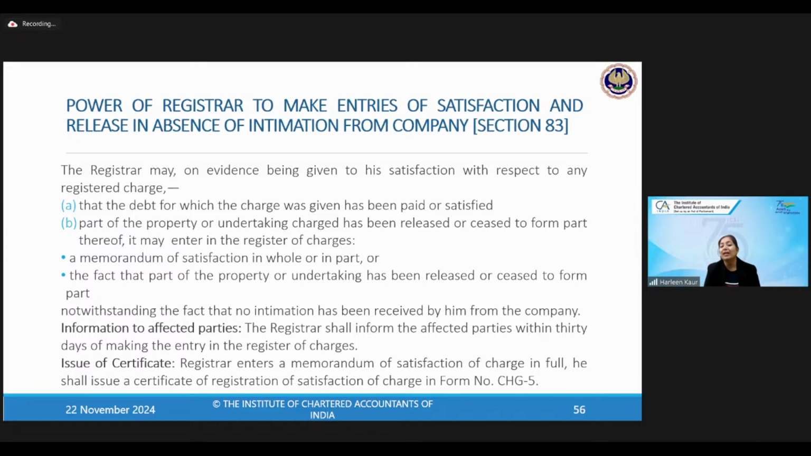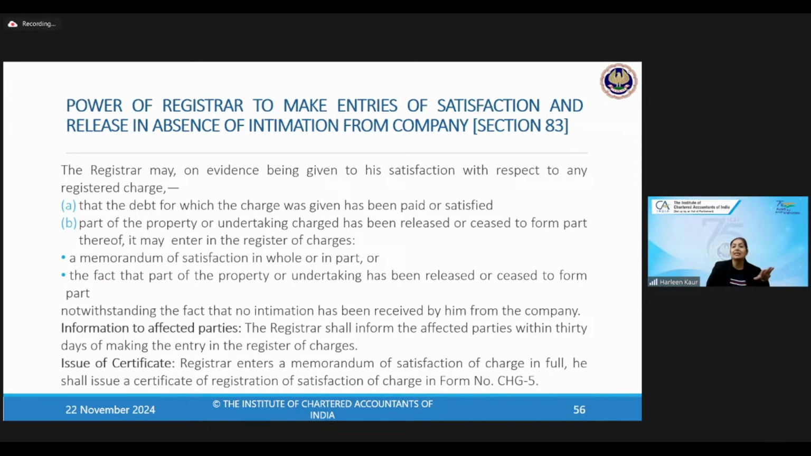Then the registrar will enter a memorandum of satisfaction and issue it. The registrar will say, I have not received any intimation. That person will say, maybe the company has forgotten, but now it no longer has this charge on the property. So then he will issue CHG 5 even in the absence of intimation from the company. This is just a power which has been given to the registrar that on his own, suo motu, he can issue CHG 5.